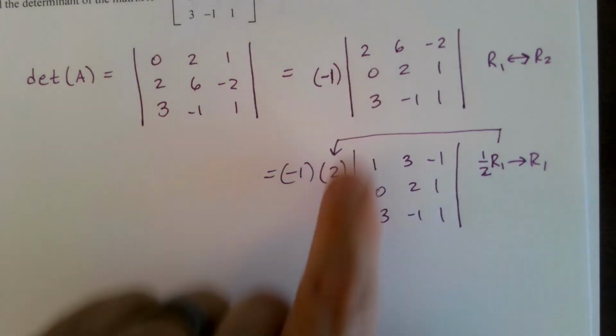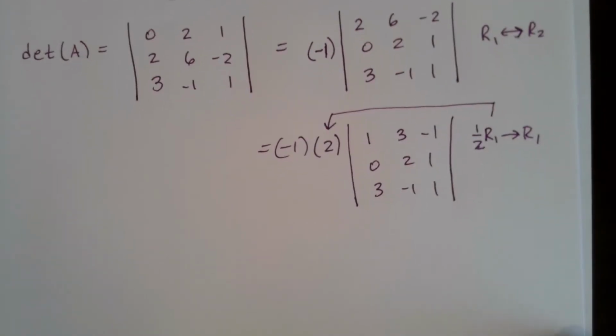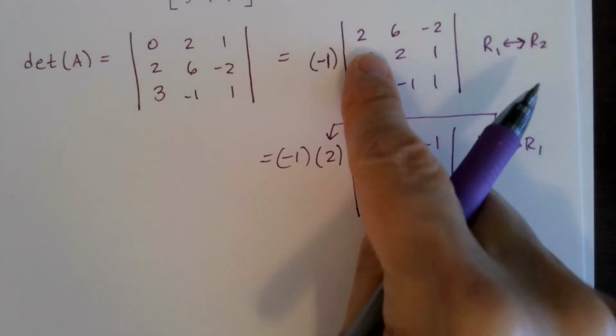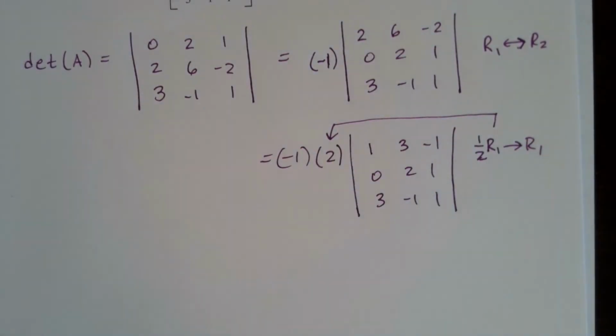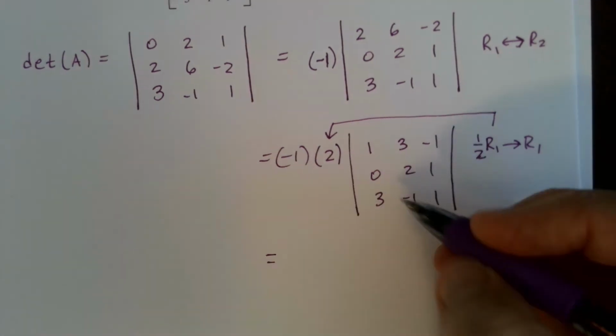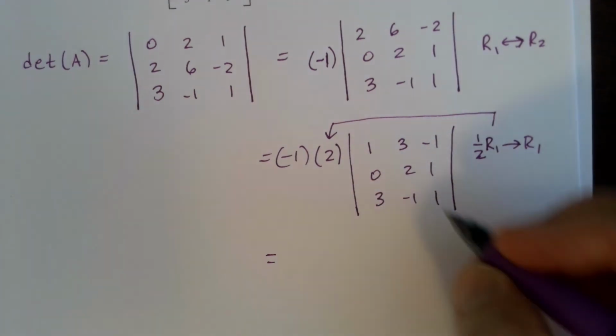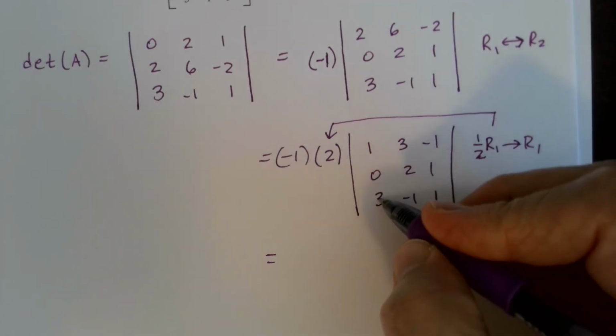But you see, if that's the case, then this has to be 2 times this determinant. So the best thing to think of is that factoring out when you're multiplying a row by a non-zero constant. What do we need now? We need zeros beneath our 1. Here's a 0 here. I need to get a 0 here. So how do I do that? I need to get a 0 for this.